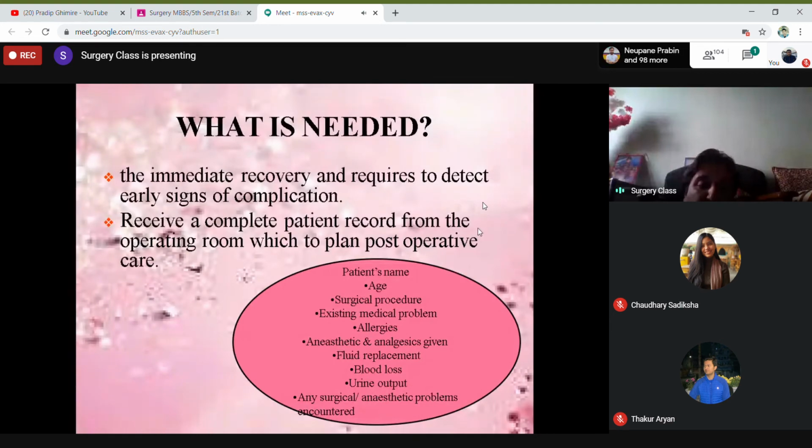venous pressure if you have put a central line, the urine output, and the pain, in most situations the pain management. Okay, so all of these have to be taken care of. It will be done in the post-op ward by the nurses and the residents, and in the ICU by the critical care specialist and residents.